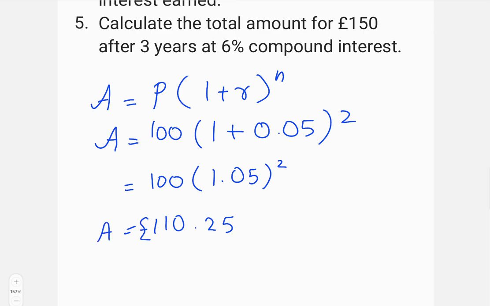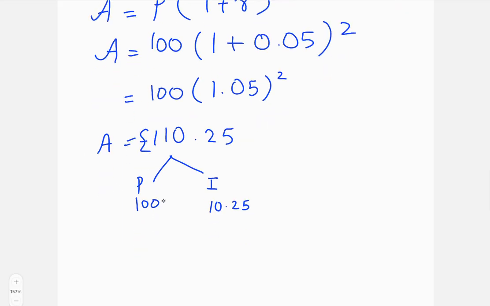So amount actually means at the end of investment, how much money would you have altogether? This amount includes the principal, which is 100, and the interest. If the principal is 100, then the interest must be 10.25. Is that right? Yeah. Okay, so we know that the amount is the combination of the principal and the interest for the whole investment.